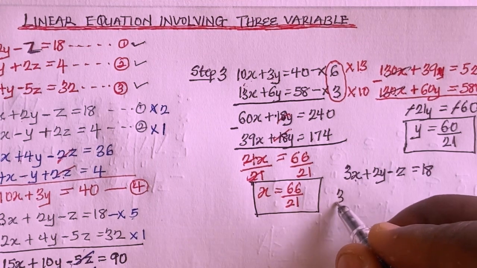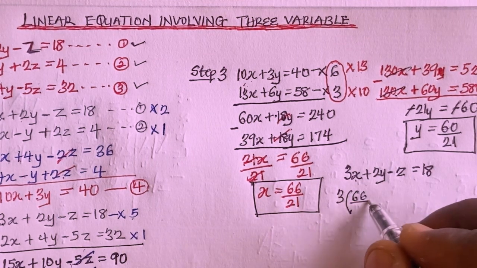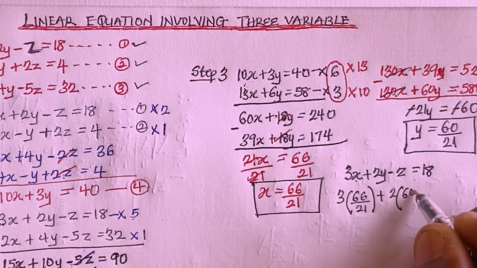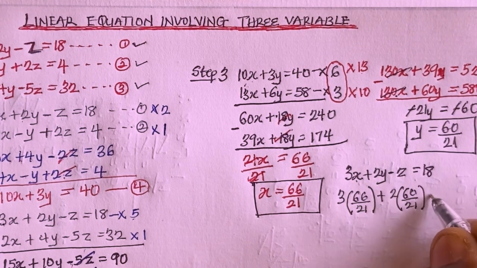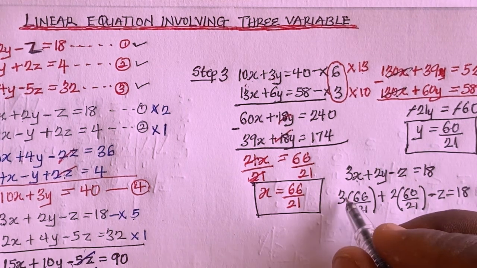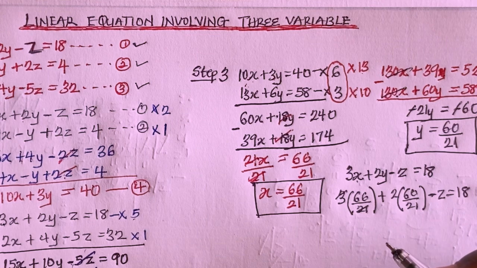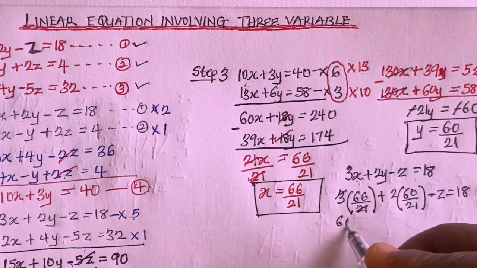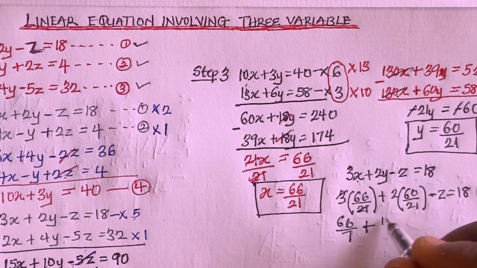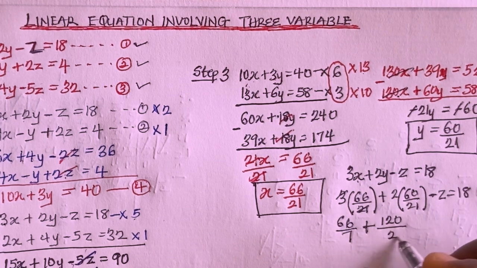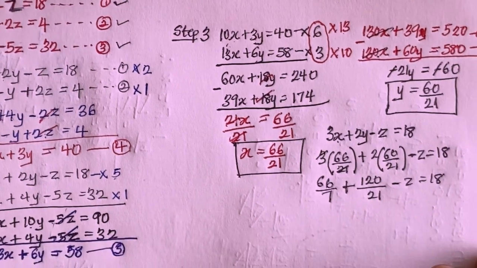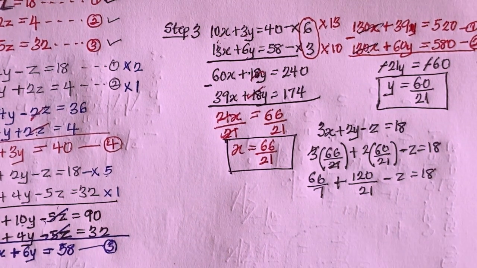So now in this case, I'm going to put the value of x here, so that I'm going to have 3 into brackets 66 divided by 21, right? Then plus 2, the value of y, which is 60 divided by 21, right? Minus z equals what? 18. So now let's go. 3 goes in 21, that's actually 7 times, right? I'm going to have 66 divided by 7 plus 2 multiplied by 60, that's 120 divided by 21 minus z equals what? 18. Right? So let me simply solve it step by step.